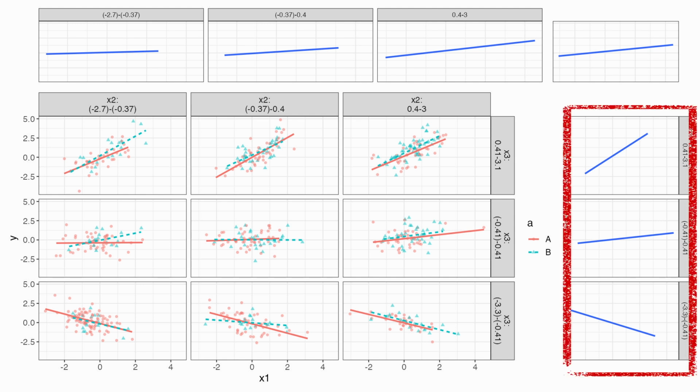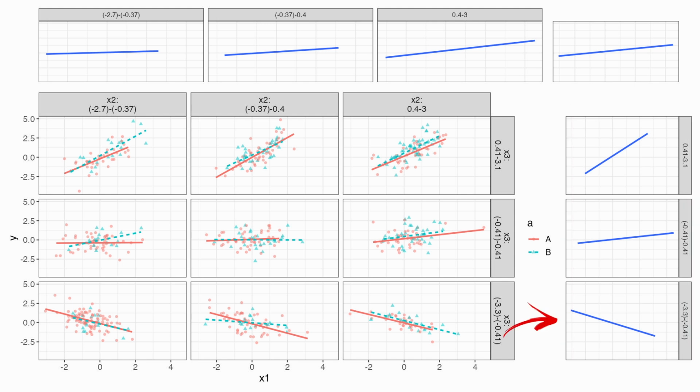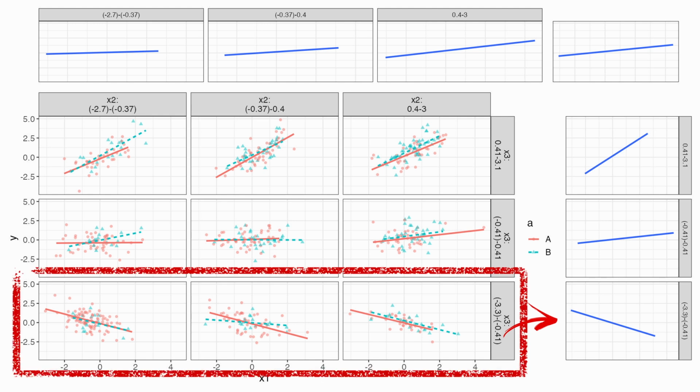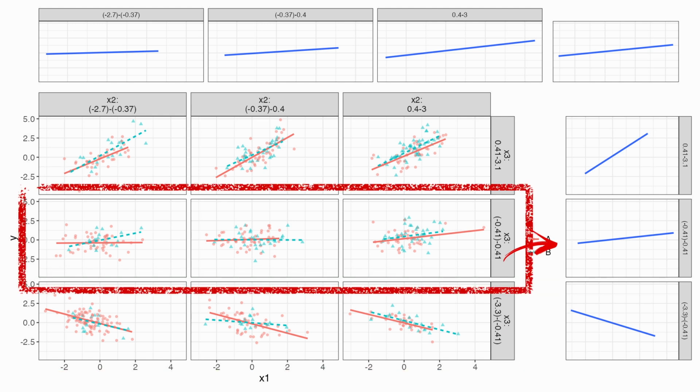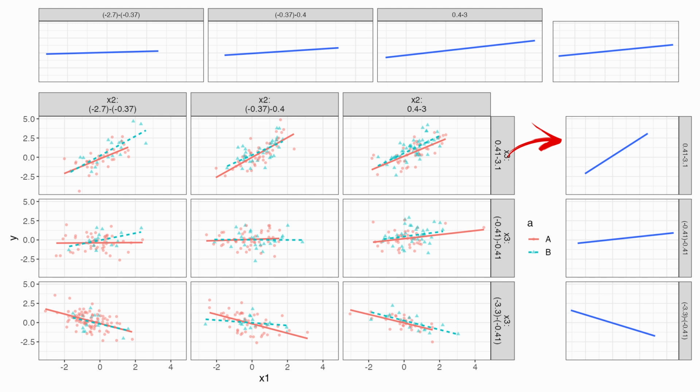So again, this bottom plot shows the relationship between x1 and x3 averaged across these 3 rows. This one shows it averaged across these 3 rows, and this one shows it averaged across these 3 rows. And we notice that the slope consistently changes. It goes from negative to basically flat to positive. This very clearly tells us that x1 and x3 interact with one another. So it interacts with x3, but it doesn't interact with x2.